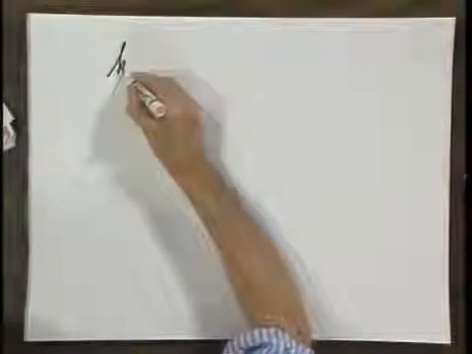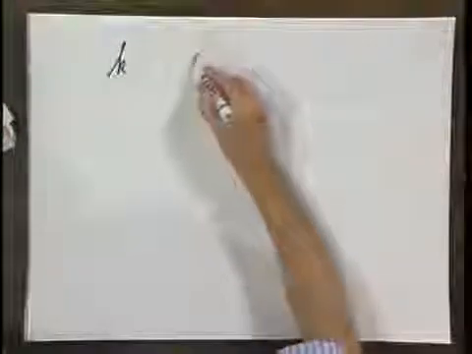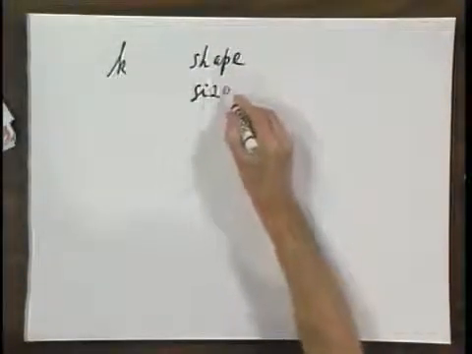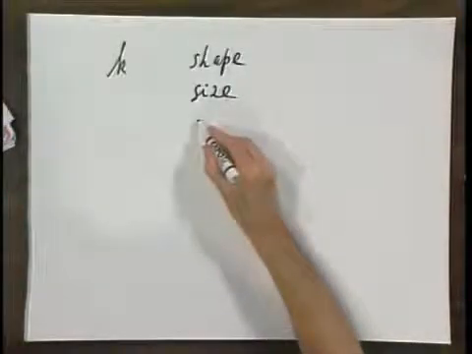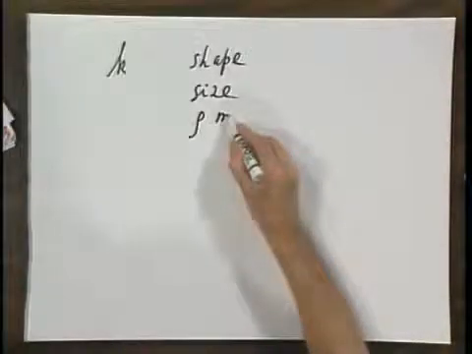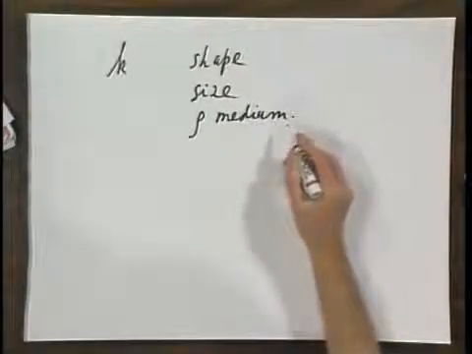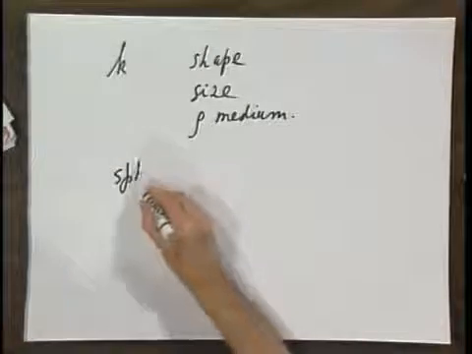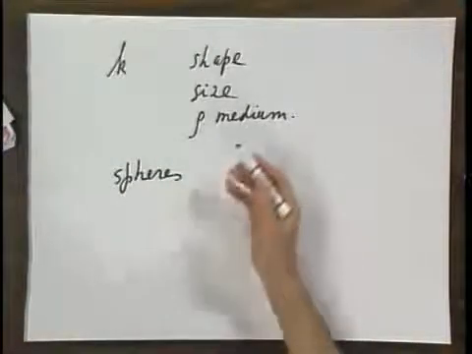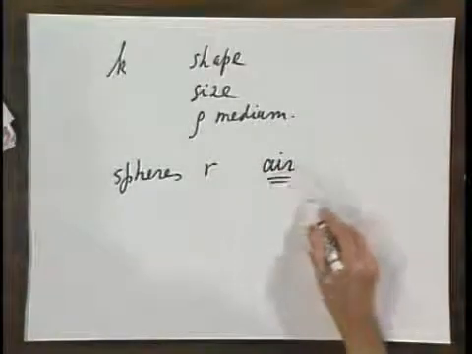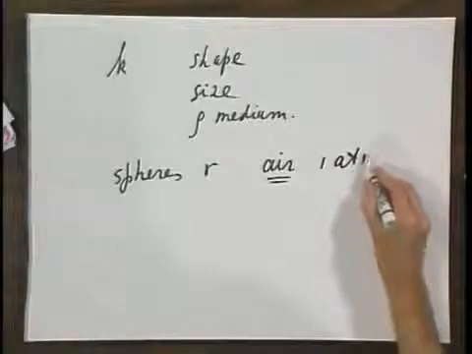The values of K that we have seen in the resistive force, they depend on the shape of the object, they depend on the size of the object, and they depend on the density rho of the medium. Now I'm going to restrict myself to spheres. So we have a certain radius r, and I'm going to restrict myself to air, and I do that at 1 atmosphere.